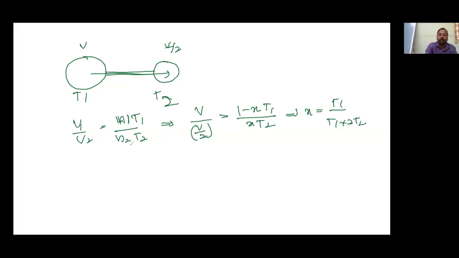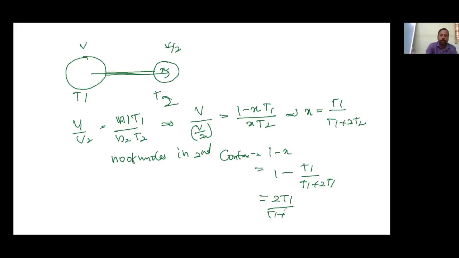Now the number of moles in the second container. Let us take the first as X; the second will be 1 minus X. So the number of moles in the second container is equal to 1 minus X, which is 1 minus T1 by T1 plus 2 T2. On simplifying, you will get 2 T2 by T1 plus 2 T2. This is the answer.